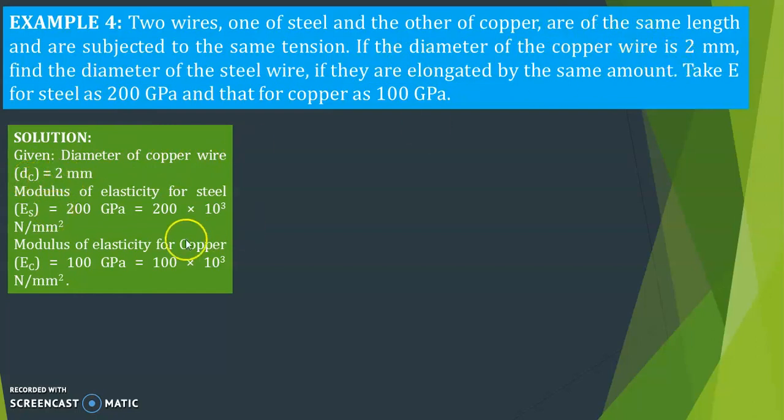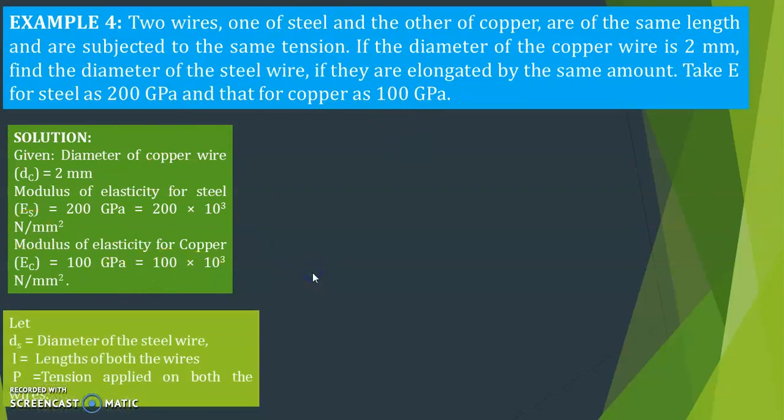This is given: copper wire, and modulus of elasticity for steel, that is ES, Young's modulus, 200 GPa or 200 into 10 raised to 3 Newton per millimeter square, and that for copper is 100 GPa, that is 100 into 10 raised to 3 Newton per millimeter square. Now let ds be the diameter of the steel wire, which we don't know and have to calculate, L the length of both the wires, and P the tension applied on both the wires.